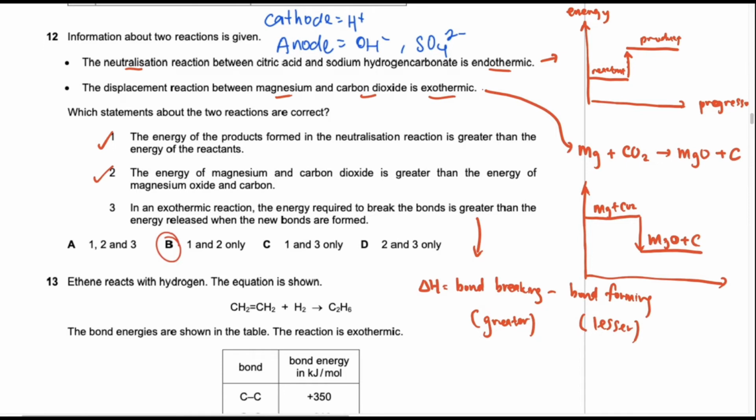If you take a greater value minus a lesser value, you will get a positive answer, which is not exothermic anymore. Exothermic is delta H equal to negative. That's why it's not exothermic, it should be endothermic, because greater minus lesser is a positive answer. Positive answer is endothermic, so something is wrong with number 3 already. So rejecting number 3, of course it is B, 1 and 2.